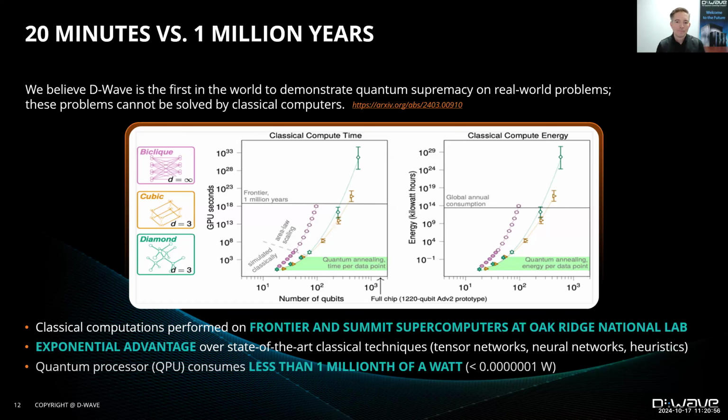So what we have done here is working with researchers around the world from 11 different organizations. We were able to use a lot of time on the Frontier and Summit supercomputers at Oak Ridge National Labs. Frontier is the most powerful supercomputer in the world today. And we were able to do some very intensive calculations on these quantum material studies.